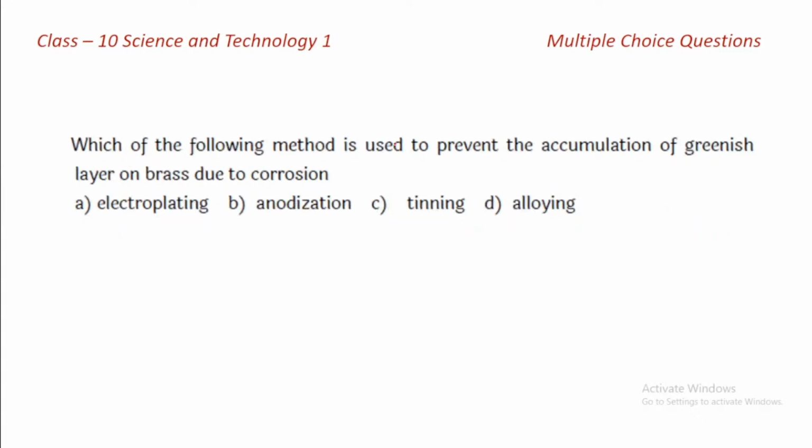Which of the following methods is used to prevent the accumulation of greenish layer on brass due to corrosion? Electroplating, anodization, tinning, or alloying? So option C is the correct alternative for this one, that is tinning. Tinning is the method which is used to prevent the accumulation of greenish layer on brass due to corrosion.